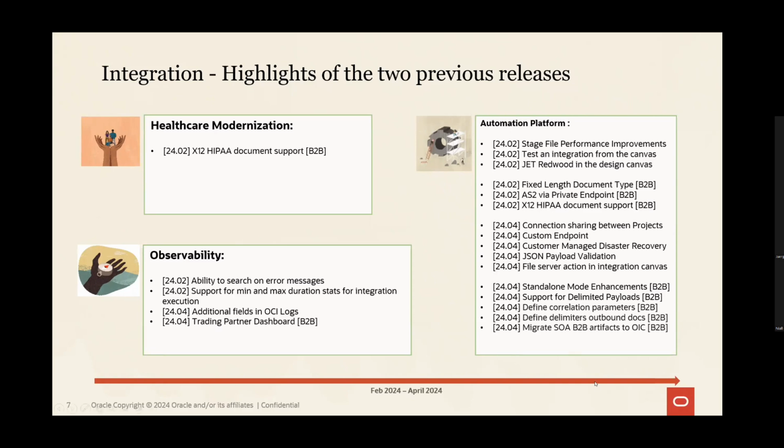There have been many improvements as well within the B2B space. And you will see down there, the final bullet point in the automation platform, the ability to migrate SOA B2B artifacts to OIC. Now, this is also very important because we have many customers still on SOA Suite. They're looking at OIC and saying, how can I actually get there? Now, for SOA B2B customers, we've made that quite easy, giving you the ability now to migrate your SOA B2B artifacts to OIC.